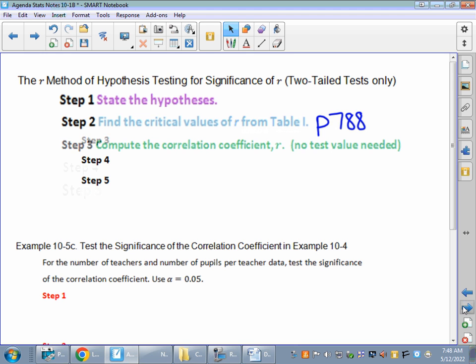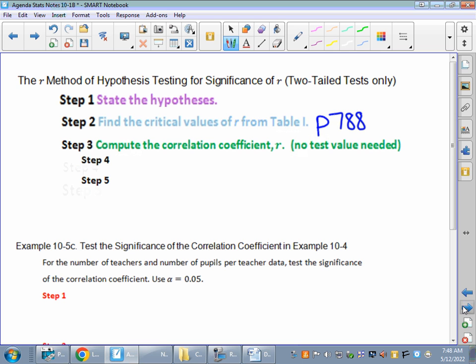Next, compute the correlation coefficient. This is from section 10.1a. So hopefully you figured out how to do all that calculator work, and the sum of your x times y's and the sum of your x's and all those other things. So this is what we're going to use as our test value. So I put no test value needed. This is what we're going to compare to our critical value. So we just have to calculate R.